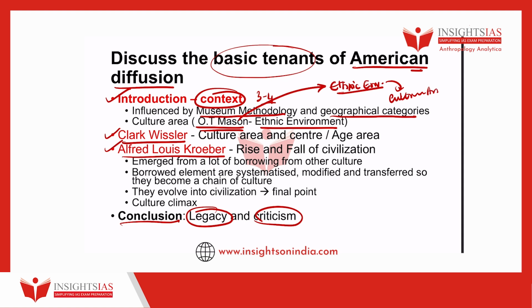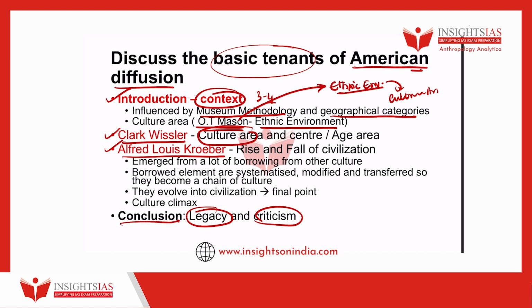So this is the brief background. You will have to write about museum methodology and geographical categories, Franz Boas's historical particularism, and O.T. Mason's ethnic environment. All of this influenced the idea of American diffusion, where Clark Wissler and Alfred Louis Kroeber developed these ideas into their theories. Clark Wissler basically talks about culture areas. That is the introduction, about 3 to 4 sentences you can write.